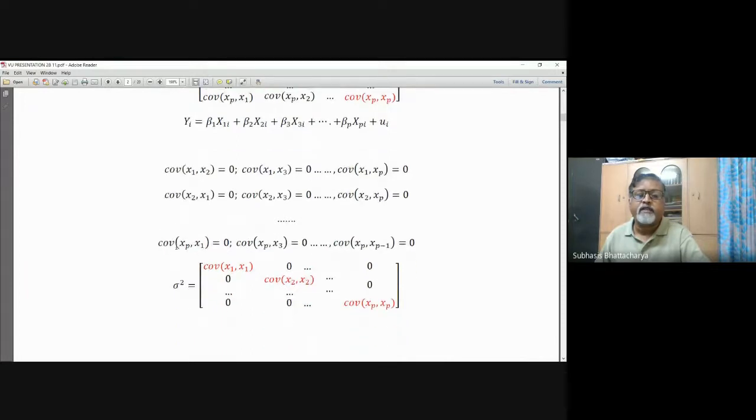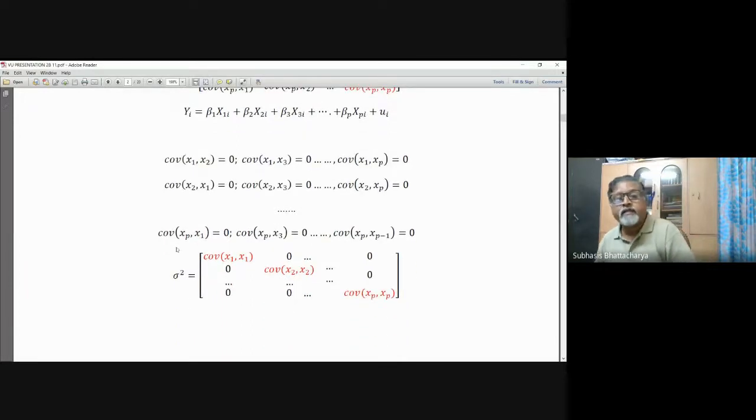That means if there is no multicollinearity, then the variance covariance matrix becomes this: in the case of the multiple regression technique, the off diagonal elements of the matrix become 0 and only the diagonal elements exist.